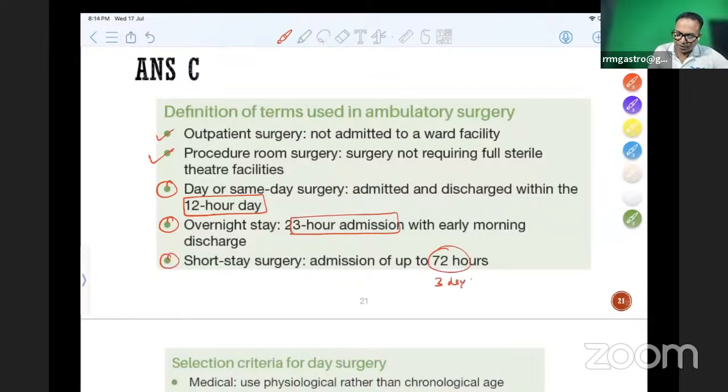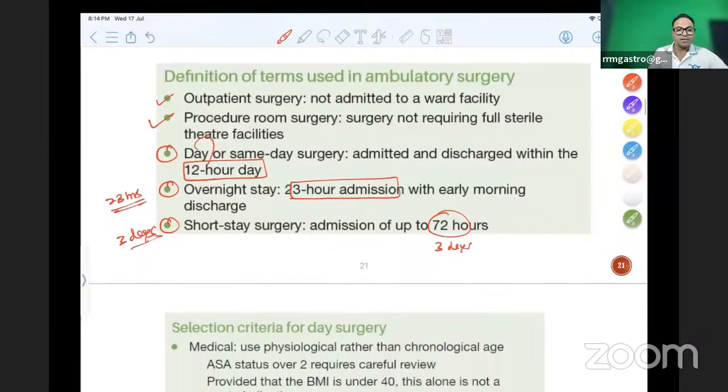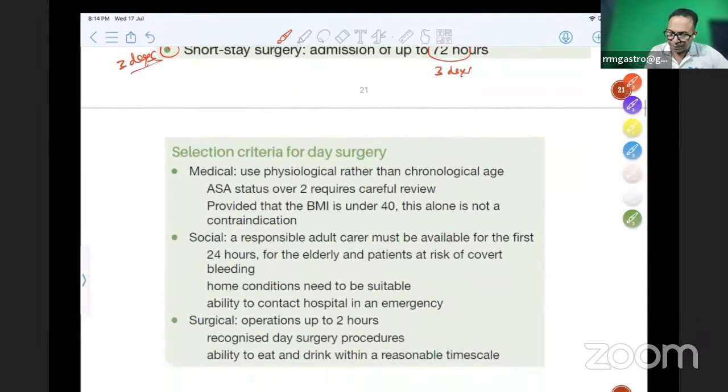Okay, don't forget these points. 23 hours is overnight surgery. 3 days is short stay surgery. Daycare or same day surgery is only 12 hours. This is a very important table you'll get in your exam. So selection criteria for daycare surgery involves ASA status of more than 2 requiring careful review. Provided BMI is under 40, this alone is not a contraindication.